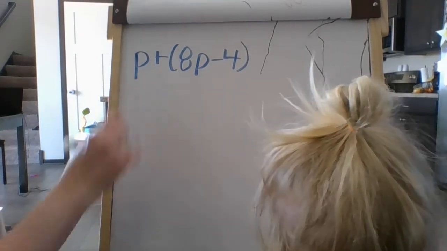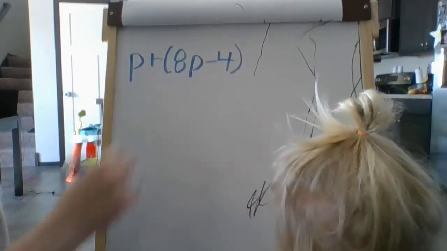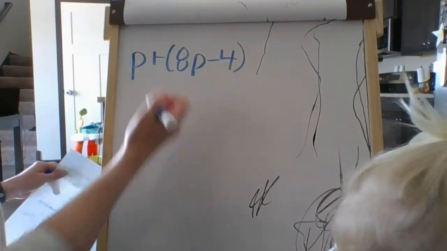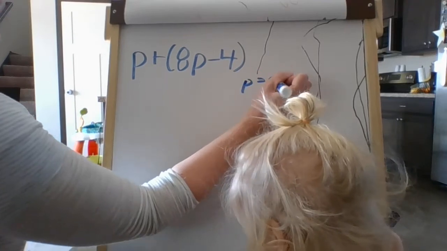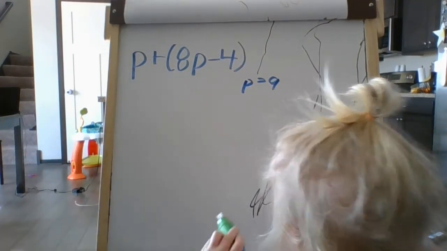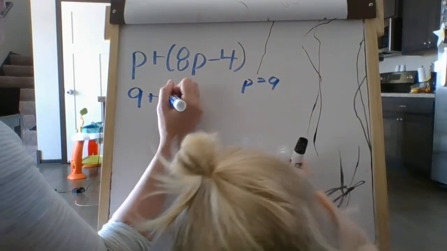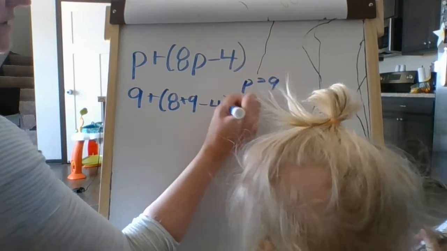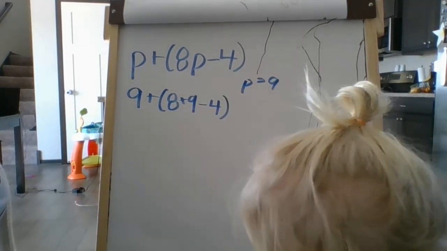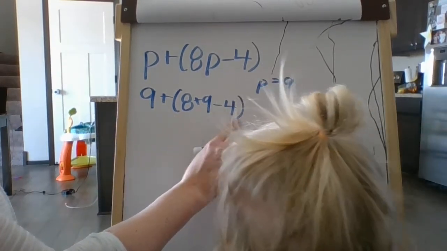Sorry, guys. If we have P plus 8P minus 4, we have to replace both of those spots. So if I tell you that P equals 9, we're going to fill that variable in at both spots. So we're going to place it here, and then our parentheses, 8 times 9 minus 4, and so on. We can still follow all of our order of operations. So we need to take care of our parentheses first.